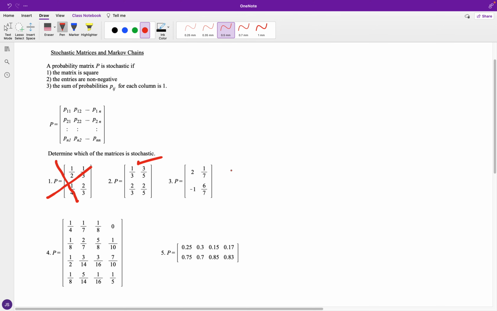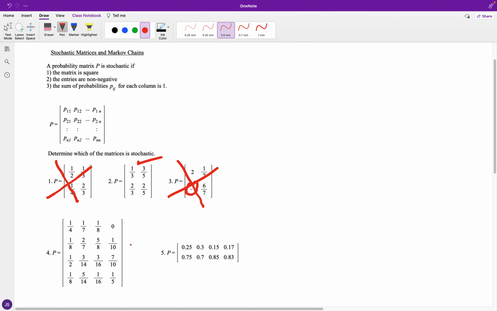Now, in the third case, just like the first 2 matrices, this probability matrix is square. We've got 2 rows and 2 columns, and the entries must be non-negative. And guess what? We have -1 inserted. So this third matrix is not stochastic.